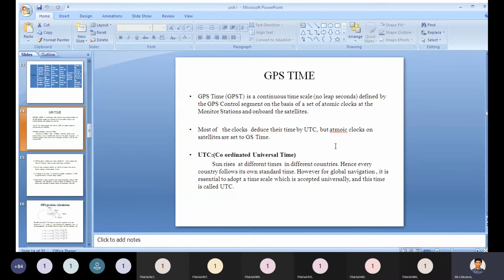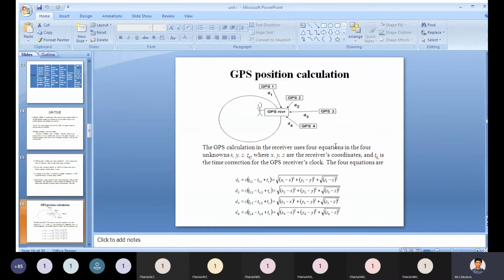After that we also discussed GPS time. In that we already discussed UTC, coordinated universal time. So now we are going to discuss global positioning, GPS position calculation.